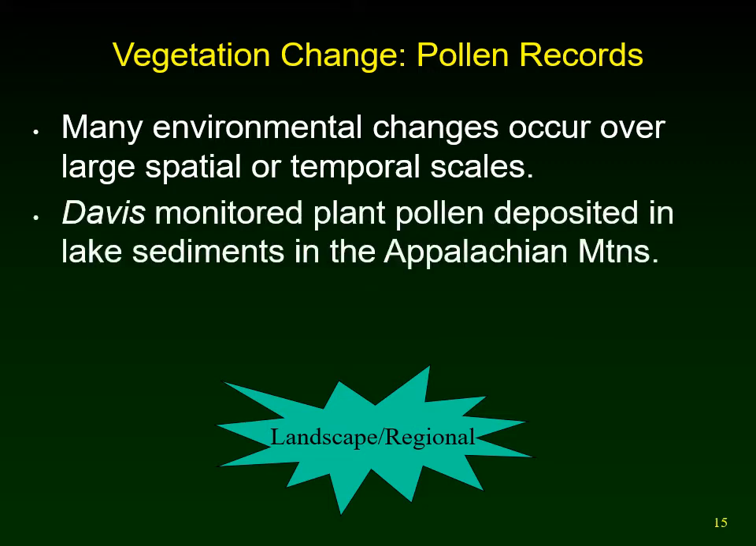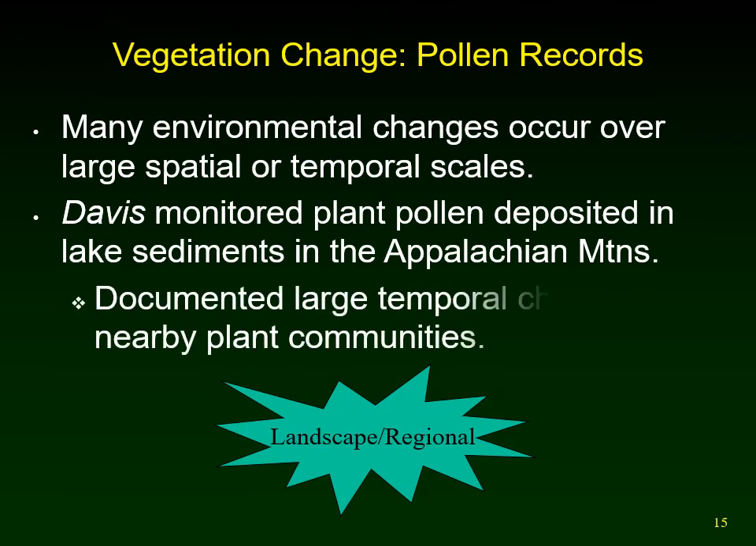Margaret Davis looked at plant pollen deposited in lake sediments in lakes and ponds in the Appalachian Mountains. And she was able to then document from looking at the fossil pollen, you can identify the different species. So these would be wind pollinated species. And a lot of our trees are wind pollinated. So our maple trees and our pine trees and spruce and fir and beech.